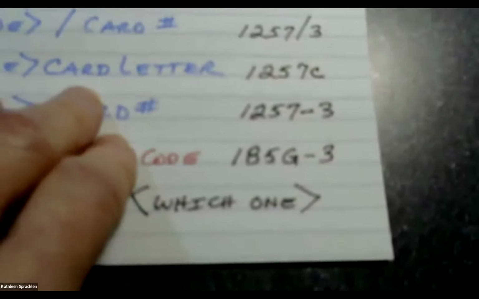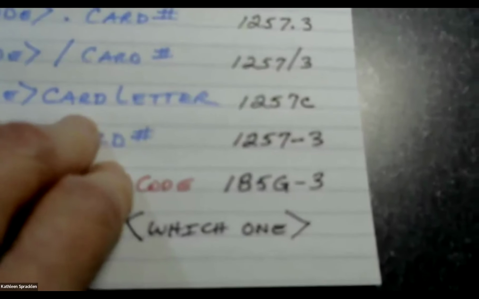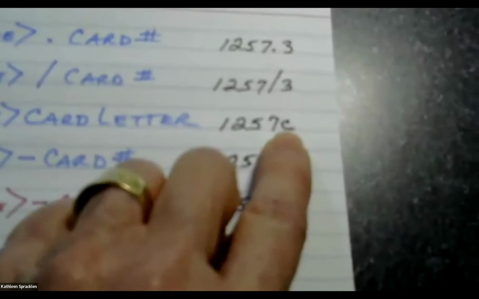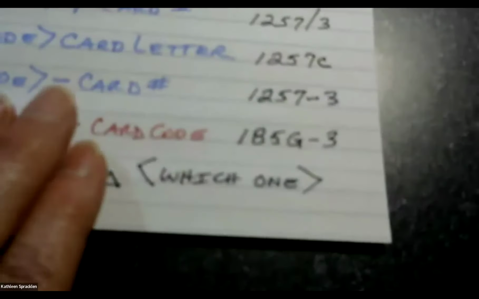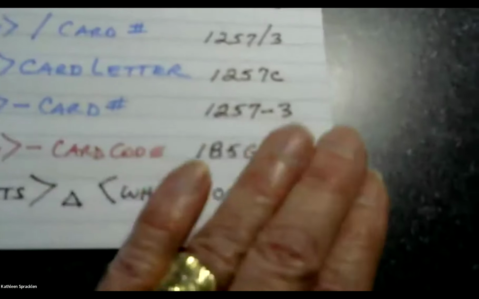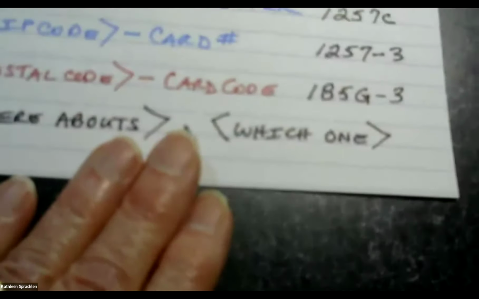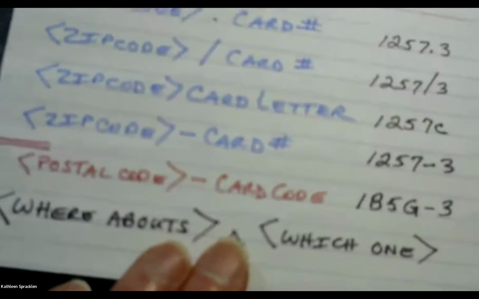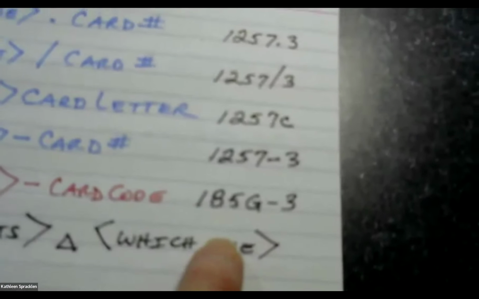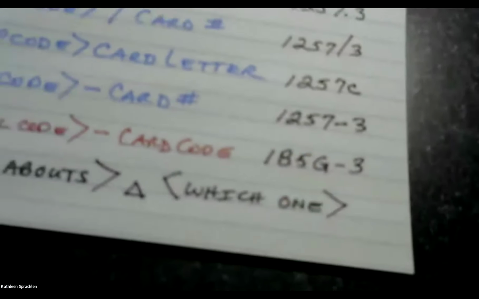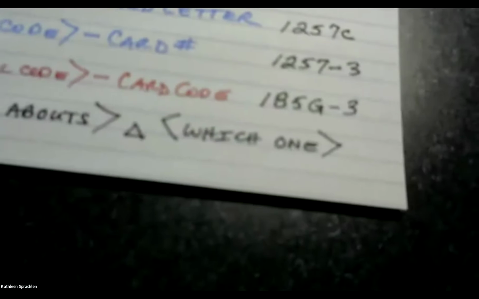Sometimes a letter is placed after the number and you don't need any punctuation at all, like 1257C. Sometimes you'll see a dash, 1257-3. Maybe you'll see something that's more like a postal code instead of a zip code, 1B5G-3. These are all valid card numbers.